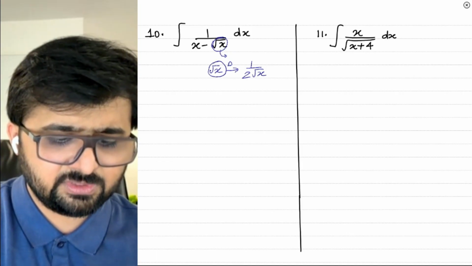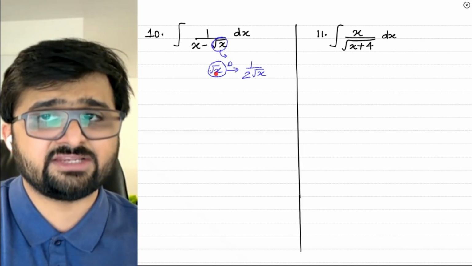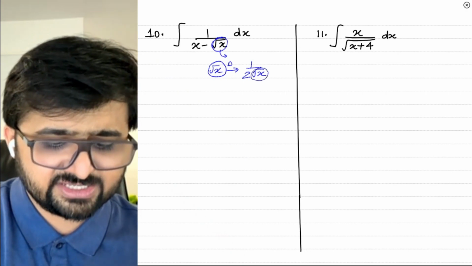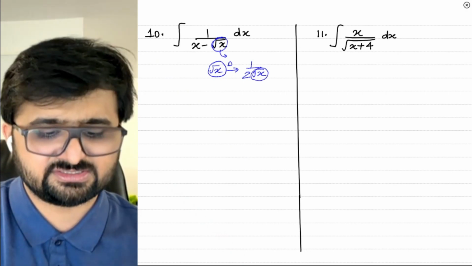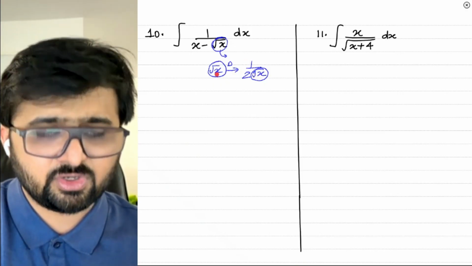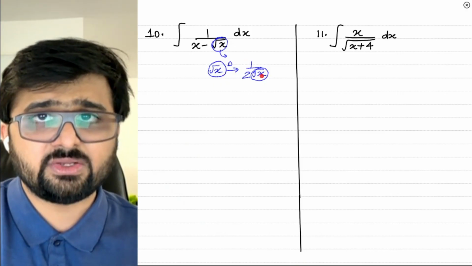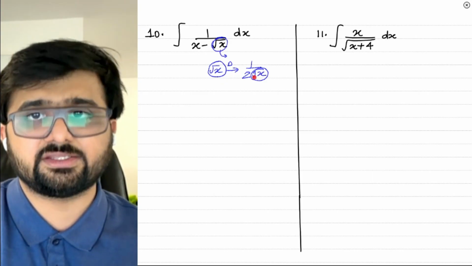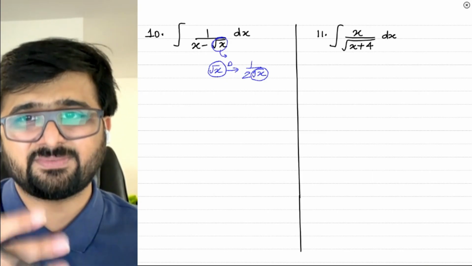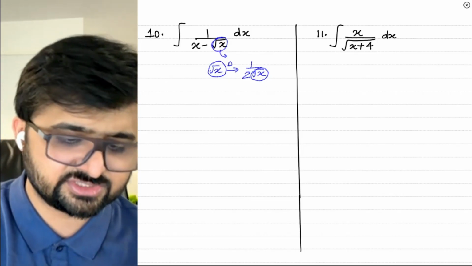So if you have square root of x and you want to put it as t, you should have square root of x in the denominator, because the derivative is 1 upon 2 square root of x. So if you want to put this as t, square root of x should be in the denominator for that substitution to happen, because the derivative should be present if you want to do the method of substitution.